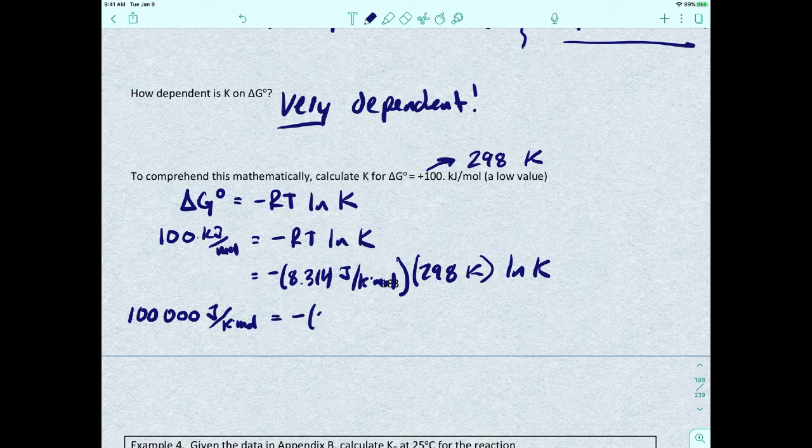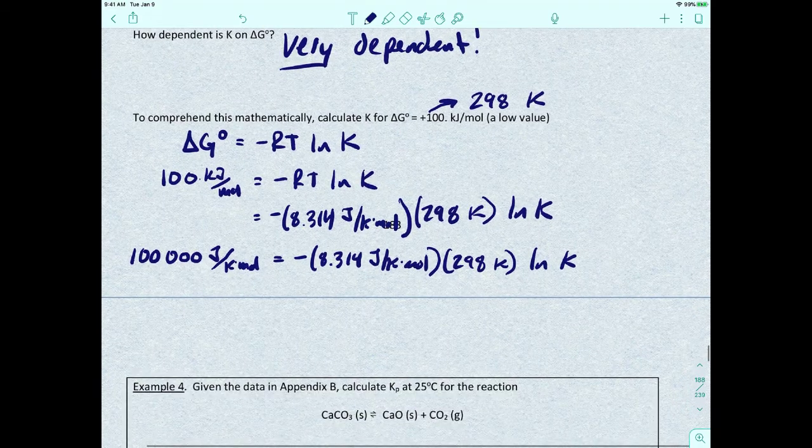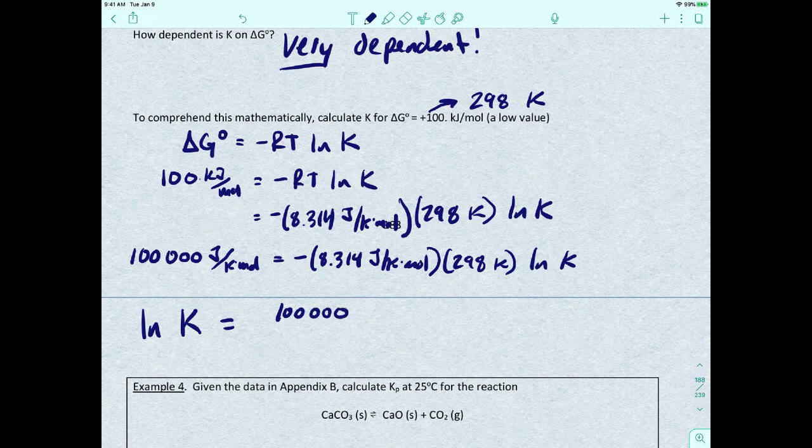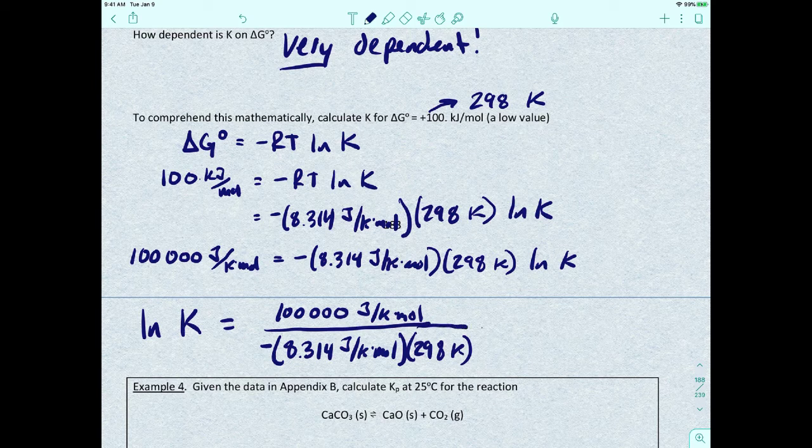That's equal to negative 8.314 joules per K mole times 298 K times the natural log of K. Now, if we divide both sides by negative RT, we get that the natural log of K is going to be equal to 100,000 joules per mole divided by negative RT, 8.314 joules per K mole, times 298 K. This is equal to, if you solve for the natural log of K, that should give you a value of negative 40.36.